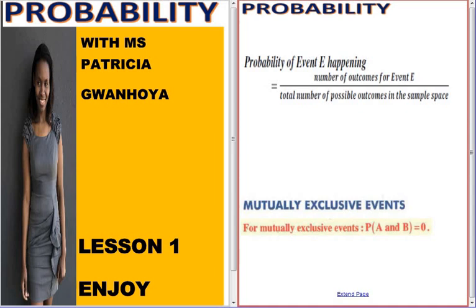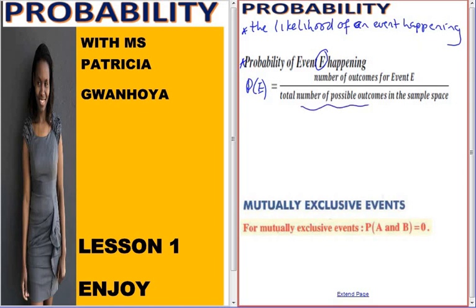Firstly, let me define it for you. Normally, when we say probability, we are just talking about the likelihood of an event happening generally. So let's just say the likelihood of an event happening. Okay, we're going to define it like that. So if your event is E, and you want to calculate the probability, you do it this way. You say the number of outcomes for event E over the total number of possible outcomes in the sample space.